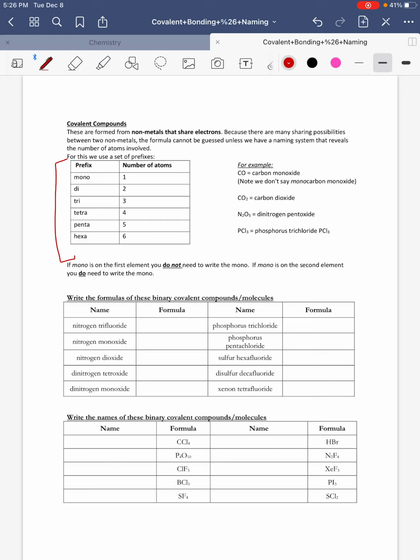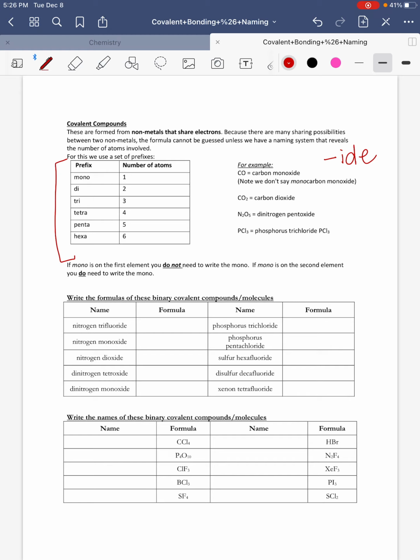Remember the rules: your first element is going to stay normal, and for the second one we are going to add IDE to the end. So CO is carbon monoxide, CO2 is carbon dioxide, N2O5 is going to be dinitrogen pentoxide, and PCl3 is going to be phosphorus trichloride.